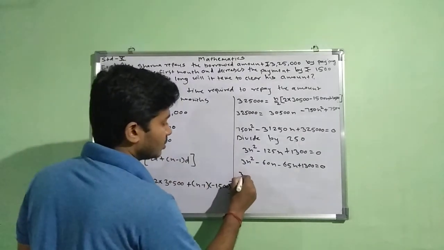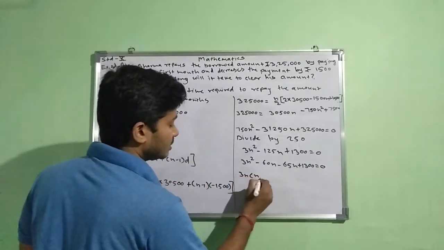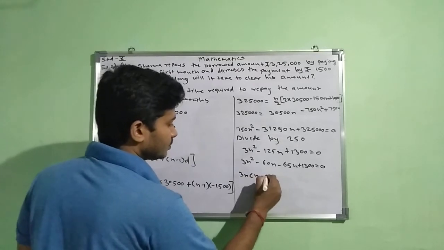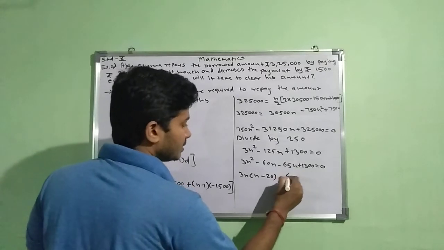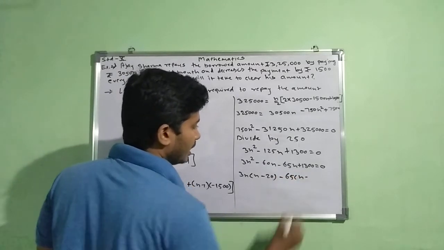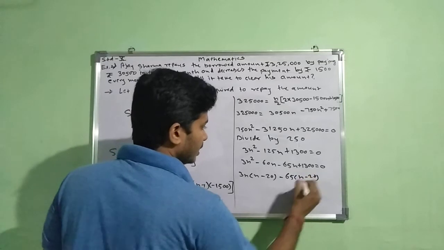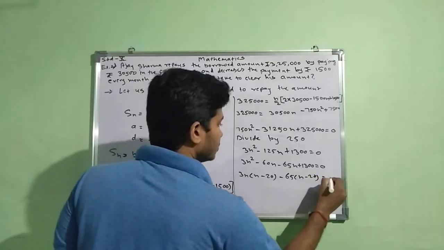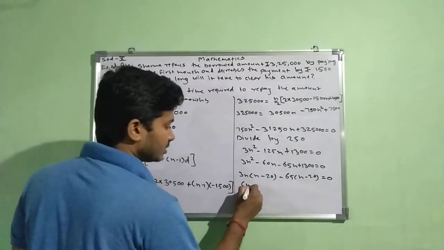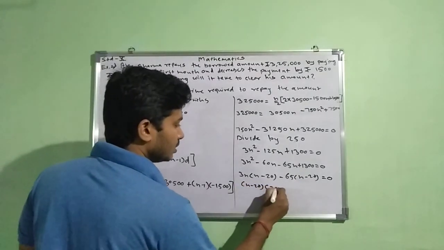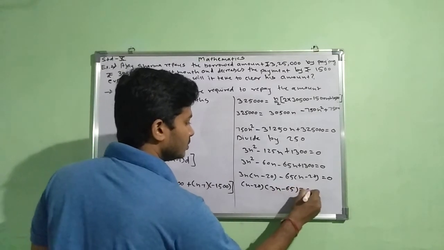Now we will take 3n as a common. After taking 3n as a common, n minus 20 will remain over there. Minus, we will take 65 as a common. After taking that, n minus 20 will again come over there, which is equal to 0. Now n minus 20 is common, so we can take n minus 20 as a common and we will get 3n minus 65, which is equal to 0.